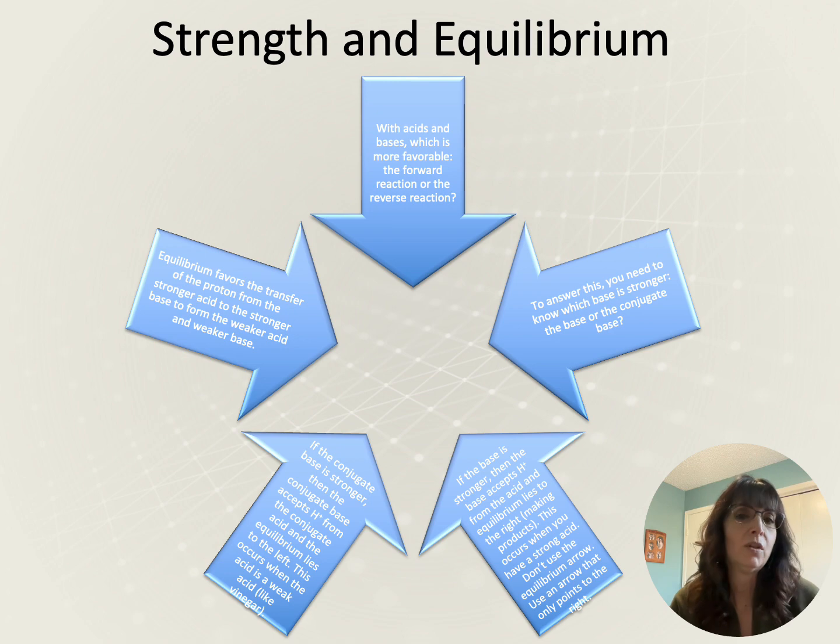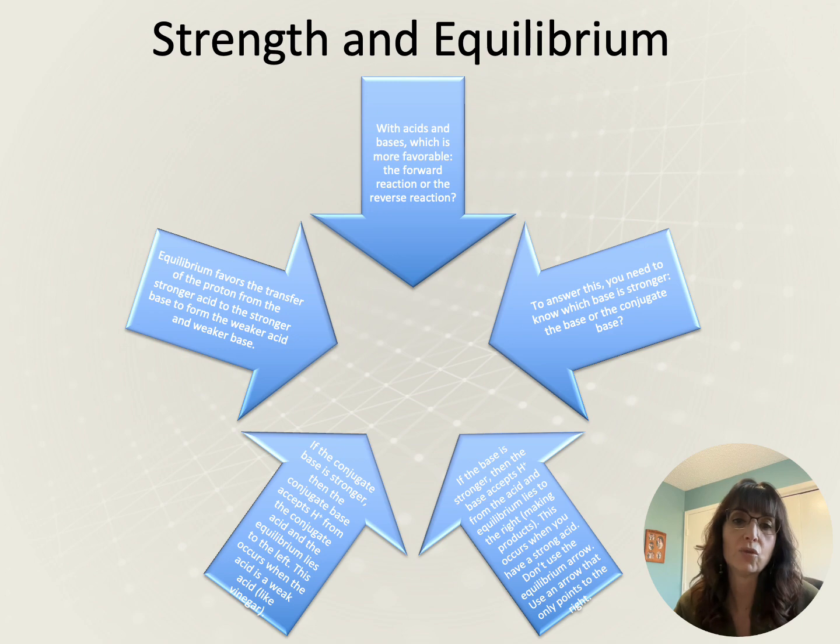So in much of this unit, we are looking at equilibrium, which means we're dealing with weak acids and weak bases. So you've got a reversible reaction. And so the question becomes, well, which is more favorable, the forward or the reverse? Well, in order to answer this, you really need to consider which is stronger, the base or the conjugate base. So if the base is stronger, then the base accepts hydrogen ions from the acid and the equilibrium lies to the right. In other words, the reaction is going to go forward.